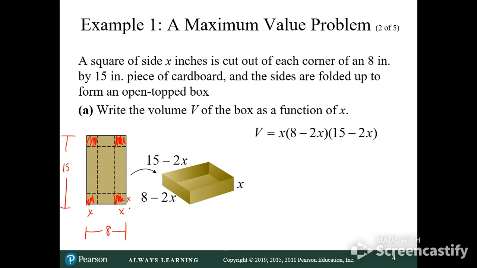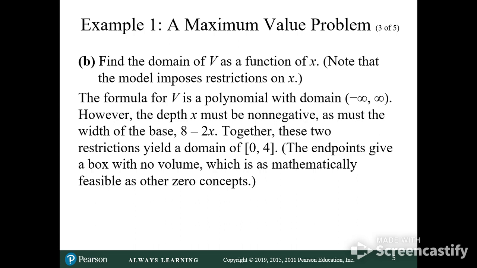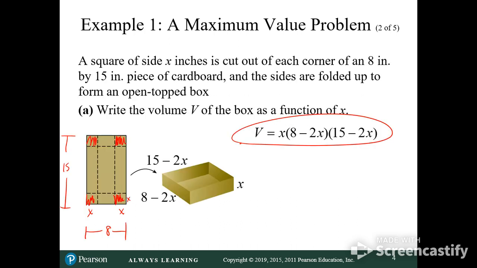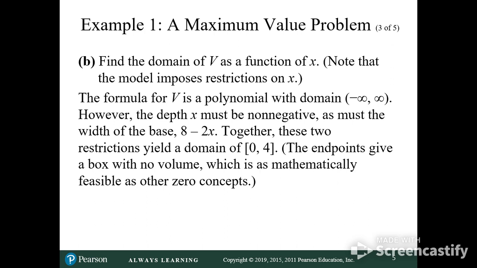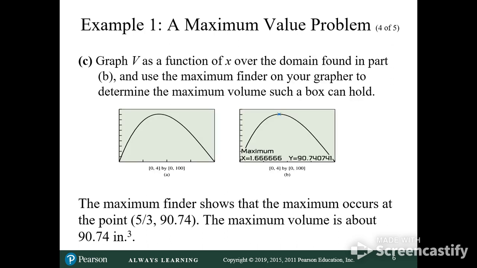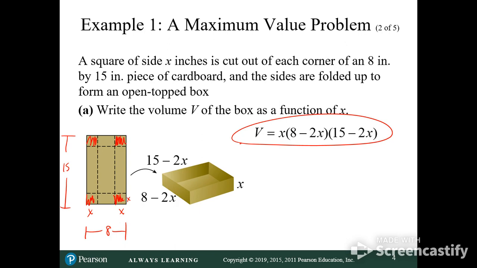So if this is X by X, it's X tall. It's 8 minus 2X this way, 15 minus 2X this way. This is a volume function. So if you multiply that all out, then in calculus we would take the first derivative, which would be the shortcut. But if we multiply this all out and look at the function, we'd use our graphing calculator to find the maximum, which occurs at 1.67 repeating. So the height of this should be 1.67.